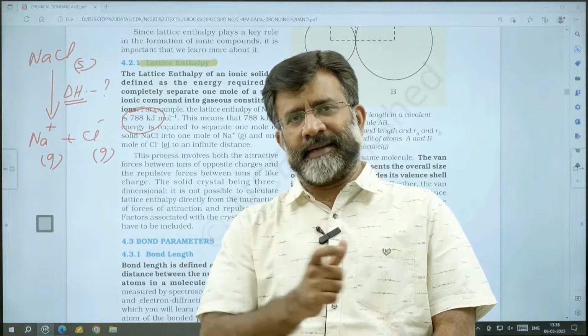Next we have some bond parameters. Bond length is the equilibrium distance between the nuclei of bonded atoms. All of you know this is bond length. If you take a chlorine molecule, the equilibrium distance between the two nuclei is called bond length. It is 198 picometer for the chlorine molecule.